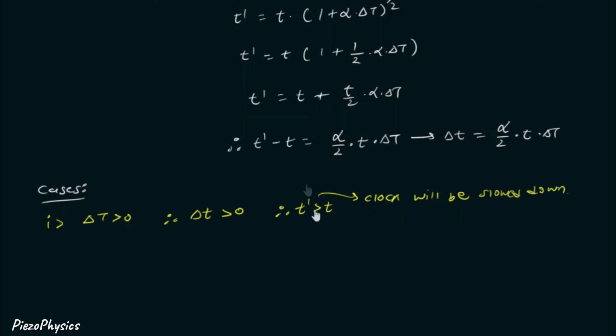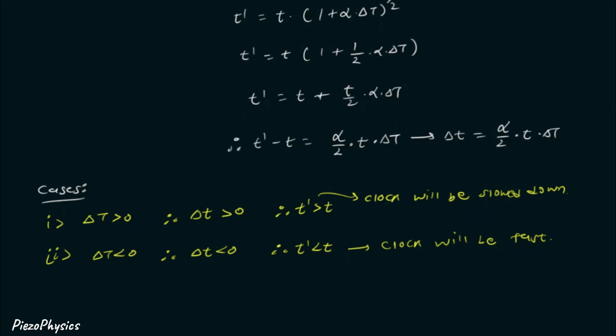Why? As we know, the time period for the oscillation will be increased, so the time shown by the clock will also be slow. Our second case is if delta T is less than 0, therefore delta small t will be less than 0, therefore T dash will be less than T. It means the clock will be fast. So that's our two important cases.